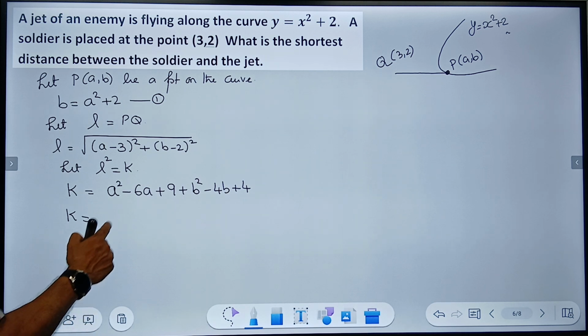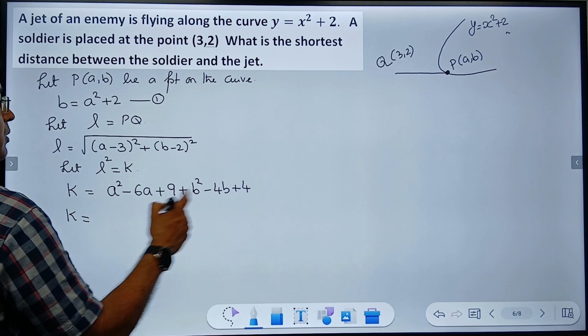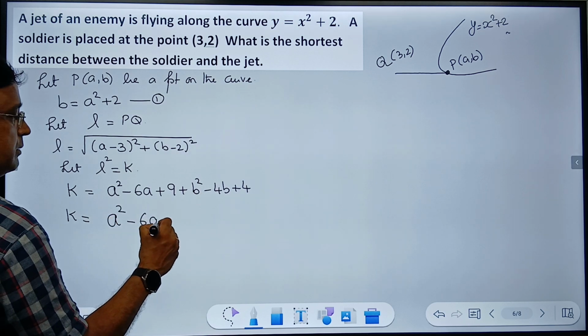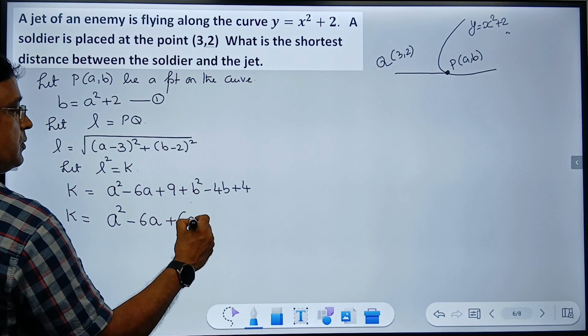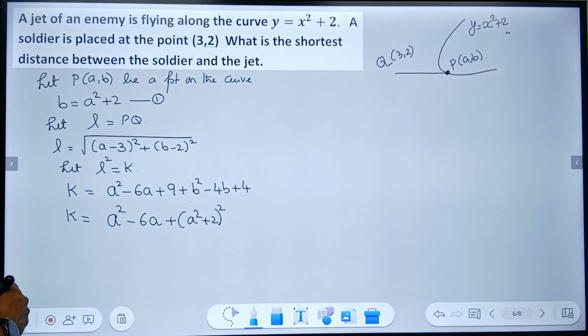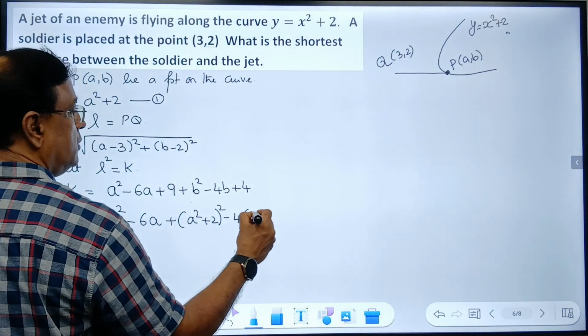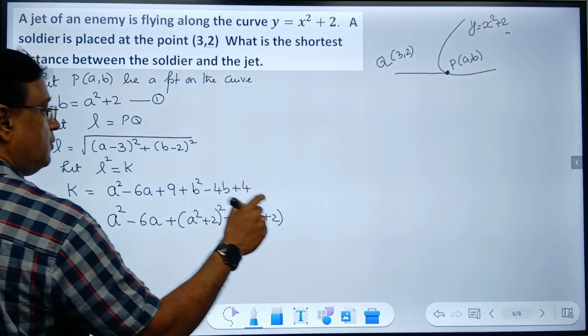One second, b square. Okay, a square I'll keep as it is. 6a also I'll keep as it is. My b square I will write as a square plus 2 the whole square. And my 4b will be 4 into a square plus 2. And 9 plus 4 is 13.